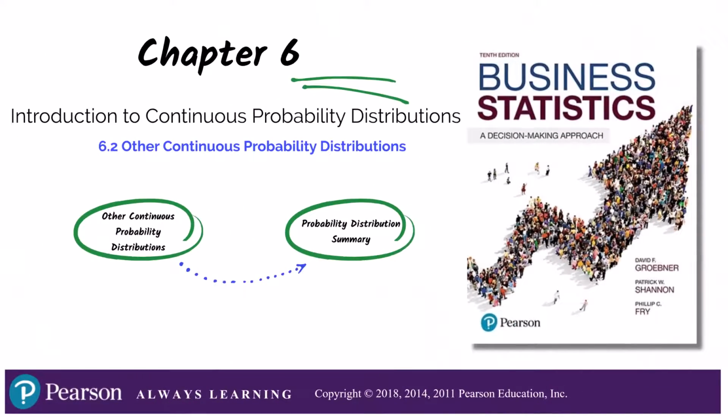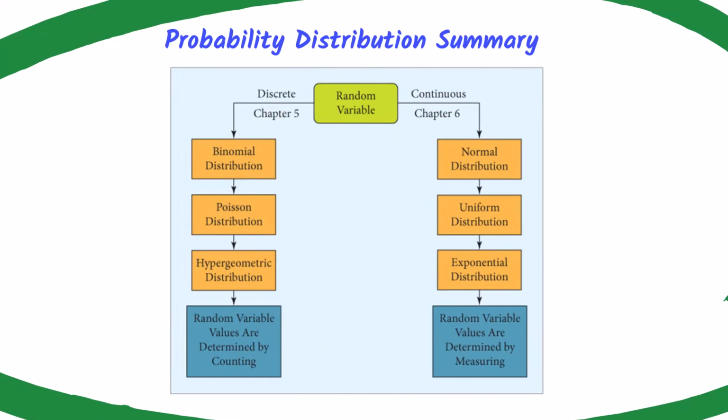So let's wrap this up and discuss a summary of the different probability distributions that we've learned in Chapter 5 and 6. So in Chapter 5, we had the binomial distribution and the Poisson distribution. We did not do any practice problems with the hypergeometric distribution, but we learned when we might need to use it. These are all random variables based on counting.